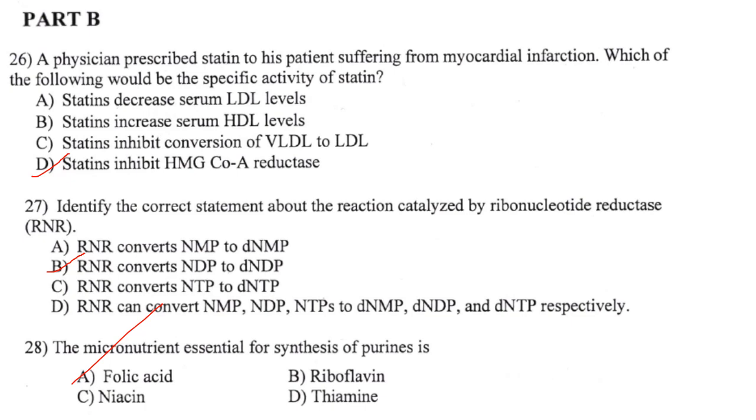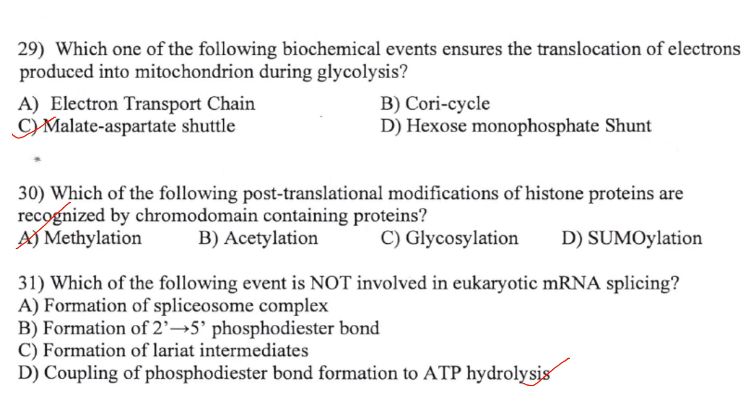Answer is option A. Then which one of the following biochemical events ensures the translocation of electrons produced into mitochondrion during glycolysis? So it is the malate aspartate shuttle, and it is responsible for translocating electrons produced during glycolysis across the semi-permeable inner membrane of mitochondria, and the electrons take part in oxidative phosphorylation in eukaryotes. So the answer here is option C.